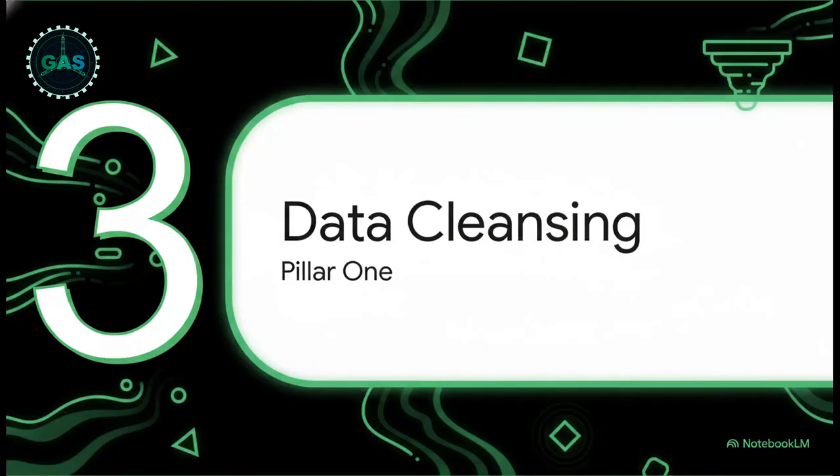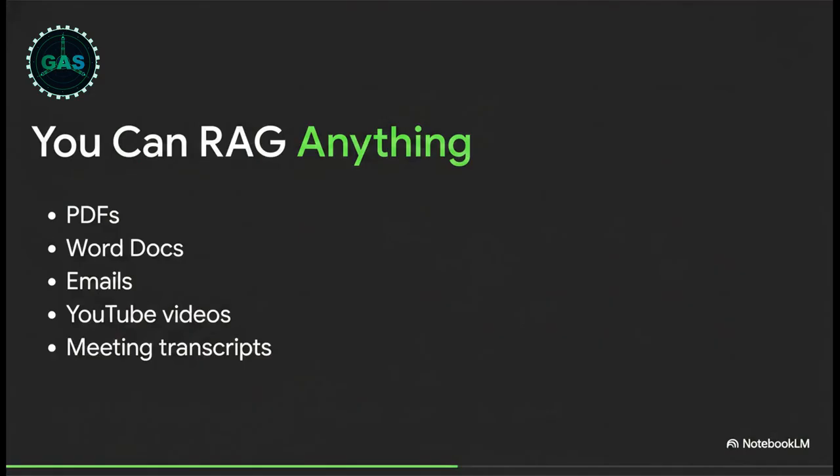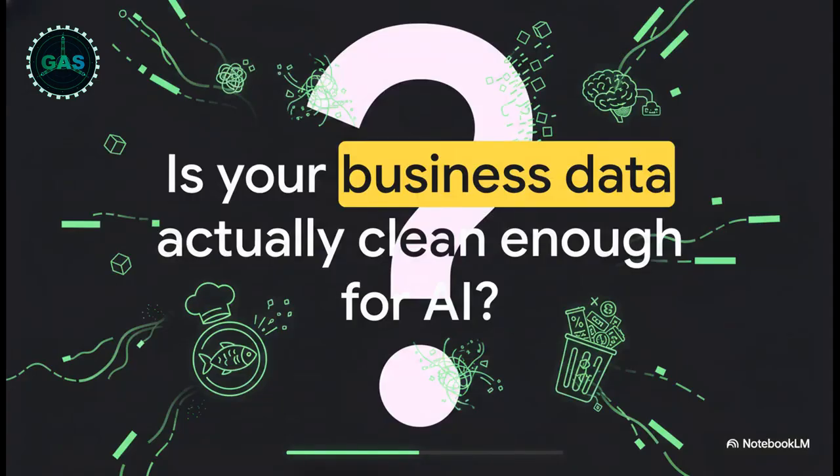Section 3, data cleansing. Pillar 1. Let's dive into the Rule of 3 implementation framework. The effectiveness of your architecture begins and ends with the data you feed it. You can build a system using nearly any internal data source imaginable. We're talking static PDFs, automated meeting transcripts, internal wikis, and customer service email inboxes. But here's the million-dollar question. Is your unstructured business data actually clean enough for an AI?